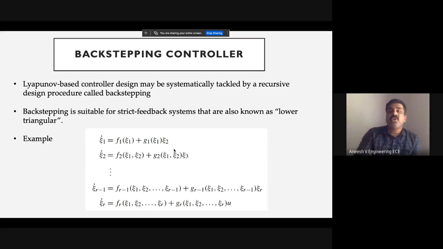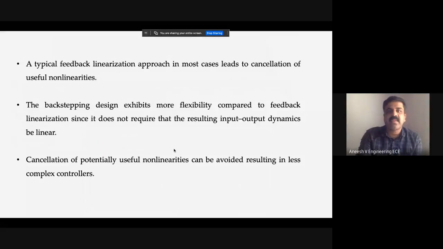If your system is not in the lower triangular form, the main objective of our backstepping controller is that we need to make that particular system into lower triangular form. Once it is in the lower triangular form, then you can easily apply the backstepping technique. A typical feedback linearization approach in most cases leads to cancellation of useful nonlinearities. The backstepping design exhibits more flexibility compared to feedback linearization since it does not require the resulting input-output dynamics to be linear. Cancellation of potentially useful nonlinearities can be avoided, resulting in less complex controllers.